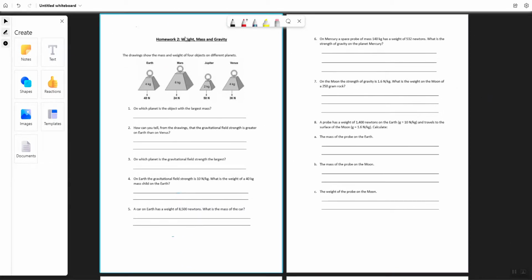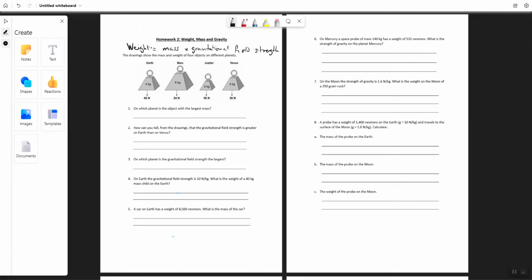So for homework 2, weight, mass, and gravity. With this one, the key equation that is being used here is this one, which is that weight equals mass times gravitational field strength. Okay, so that's an equation. It's the first one we met. It's one you need to keep in your head.